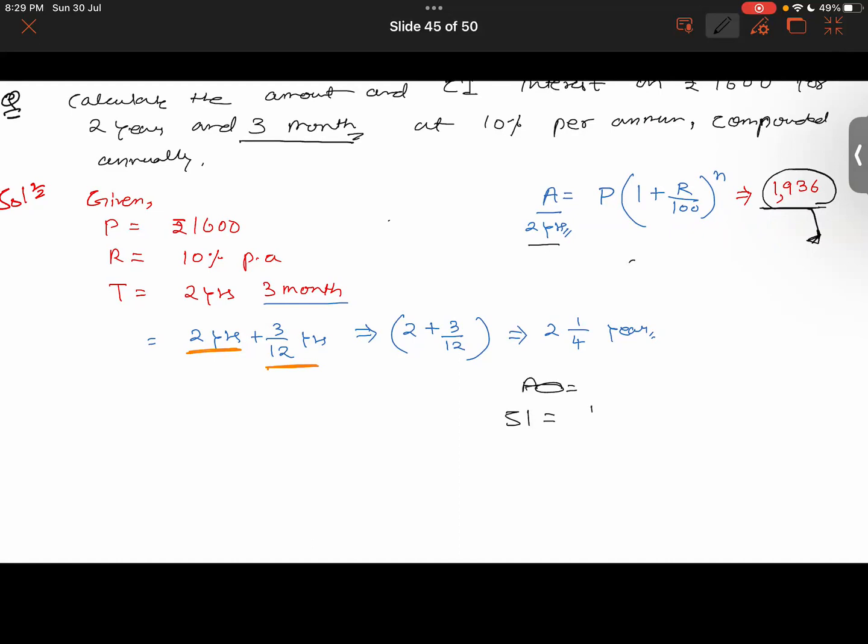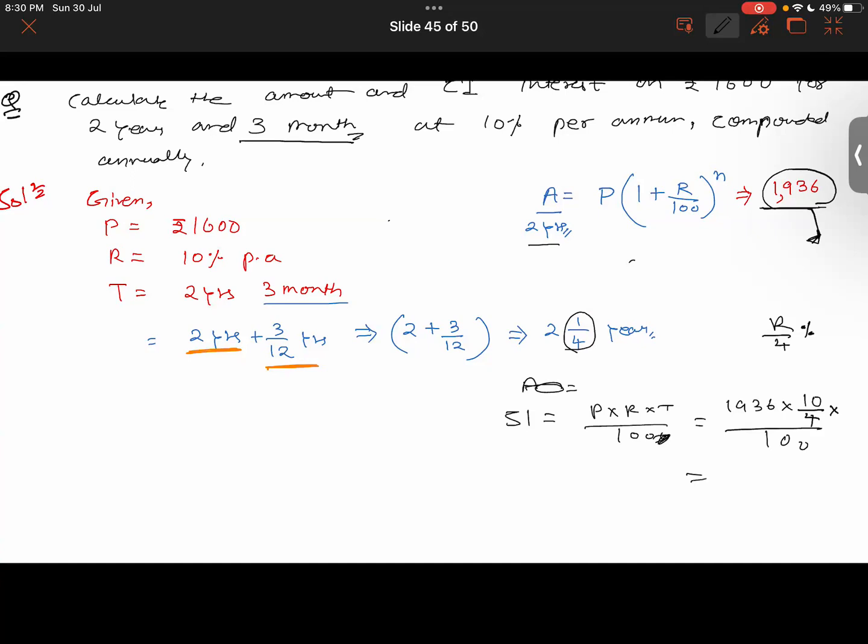So simple interest is simply P into R into T upon 100. The principal is 1936, the rate is 10%. But we know that it is going to be R upon 4, so 10 upon 4, getting it? 10 upon 4, and then multiply with the time. The time period we have already taken here, 1 upon 4. Then divided by 100.